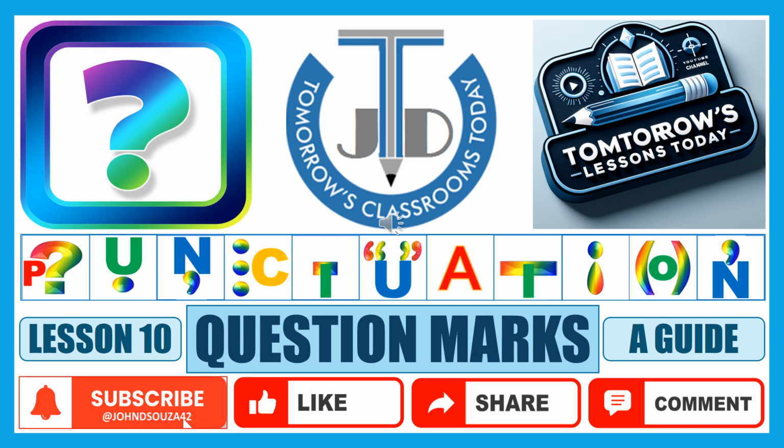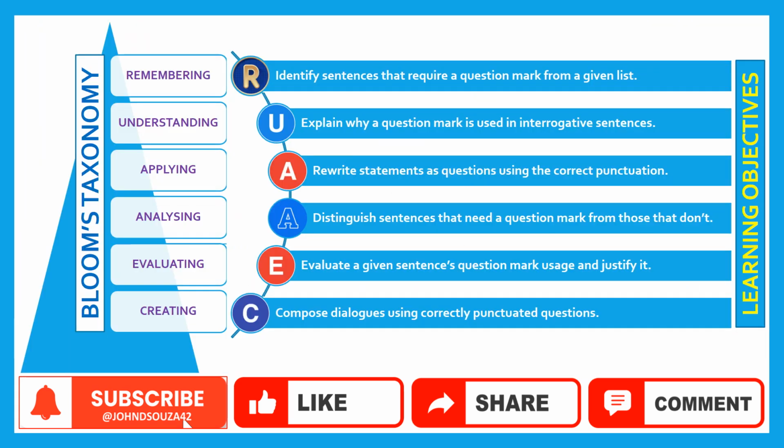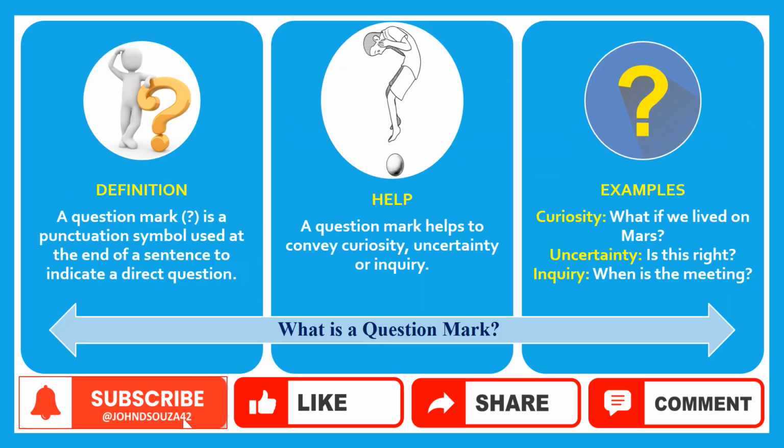This lesson on punctuation explores the uses of question marks. Our objectives that follow Bloom's taxonomy will guide us through understanding question marks, their correct usage, different question types, and common mistakes to avoid. A question mark signals a direct question. Without it, a sentence might be mistaken for a statement. It helps to convey curiosity, uncertainty, or inquiry.